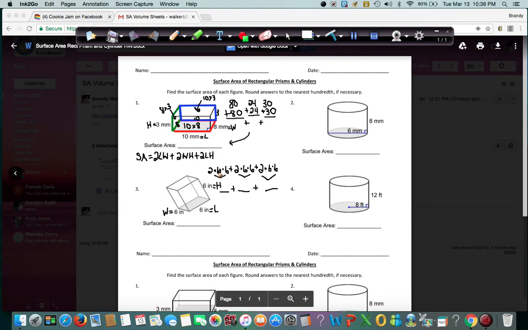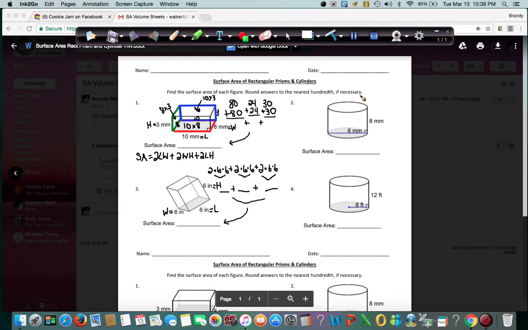So 2 times 6 times 6 goes there, 2 times 6 times 6 goes there, and 2 times 6 times 6 goes there. Hopefully you understand that if you do it once, you can just fill it in since they're all the same numbers. Once you have that, you add them all together, and that will give you your surface area. Okay? All right, let's go on to our cylinders.